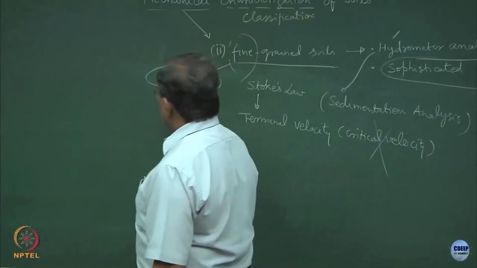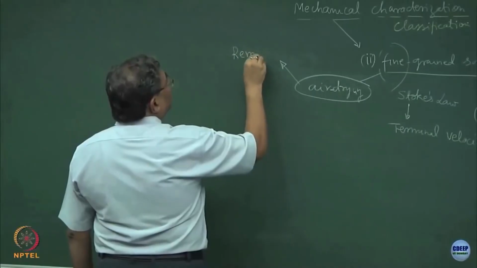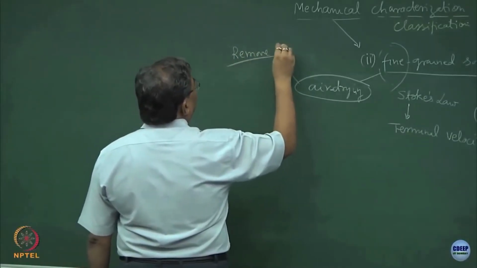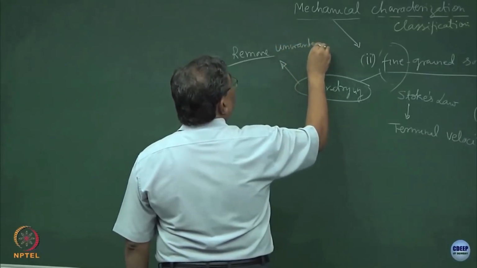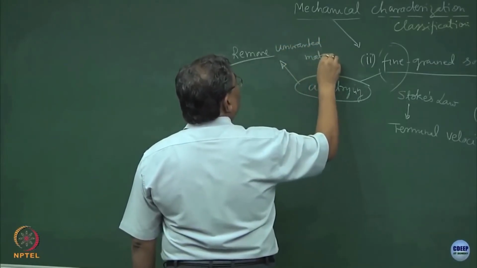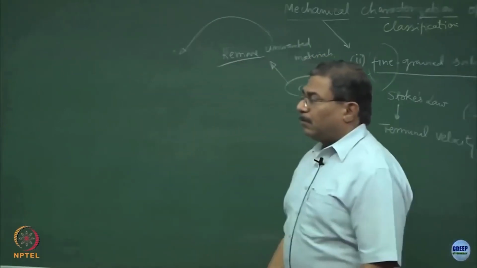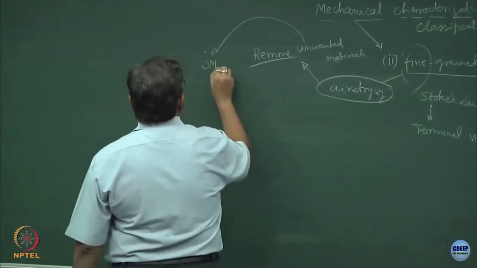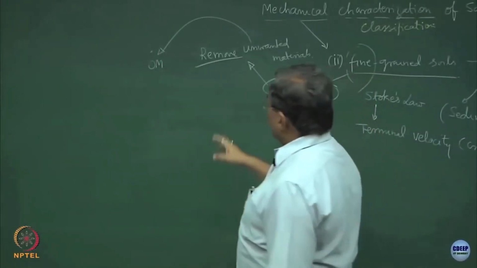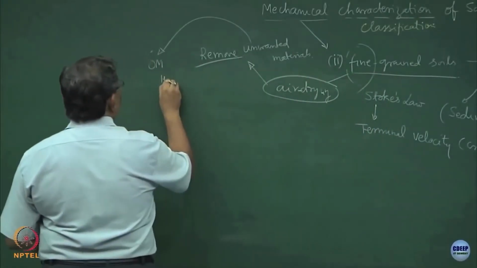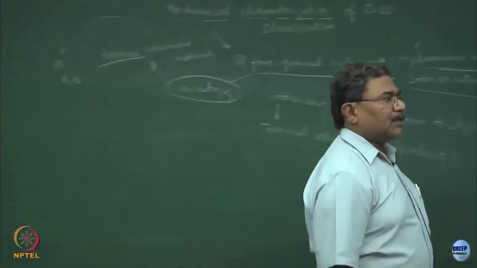Having done this, try to get rid of all sorts of unwanted materials. What are these unwanted materials? Number one, organic matter. So, what do we do? We allow the interaction of the soil with H2O2, hydrogen peroxide. It oxidizes the organic matter which is present in the system.